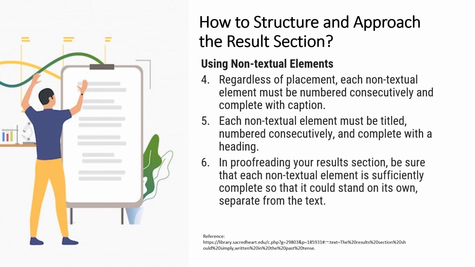And in proofreading the results section, be sure that each non-textual element is sufficiently complete so that it could stand on its own, separate from the text. So what we mean by that is that when a person reads or looks at your table or chart, they can already understand it, even if there's no paragraph describing what the chart or the table is. So it can stand on its own, even without the text. So you have to really make sure that you present these figures, tables, charts in a way that it can stand on its own.